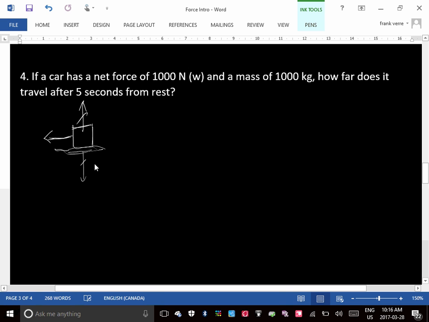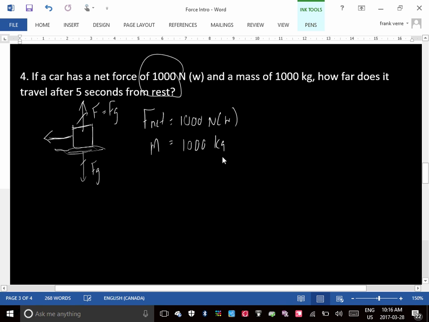Okay, so for example, if this is the weight, then this is the force of the floor on the object, which actually has to be the same as the weight, so they're going to cancel out. So the only force that we're going to consider is the net force of 1,000 newtons west. That's the only force we're going to consider in this question. Now, we have the mass of the object.